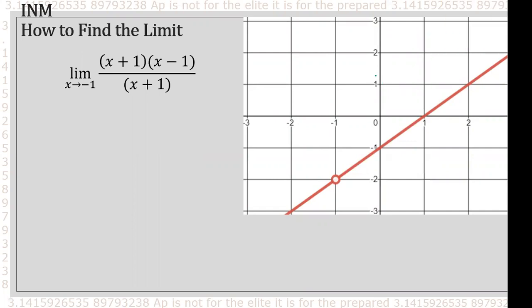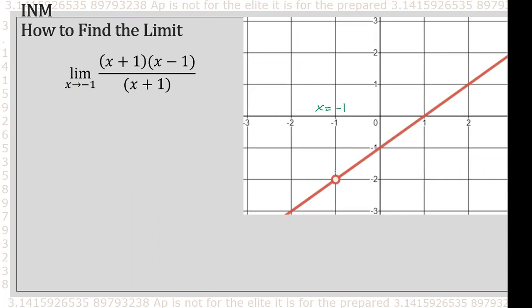We want to find this limit. We're trying to see what the limit is as x approaches, and this little arrow tells me to approach, so I'm getting really, really close to -1. Our x equals -1 is this value right here, and we can see there is some sort of discontinuity there. Pause the video and tell me why there is a discontinuity.